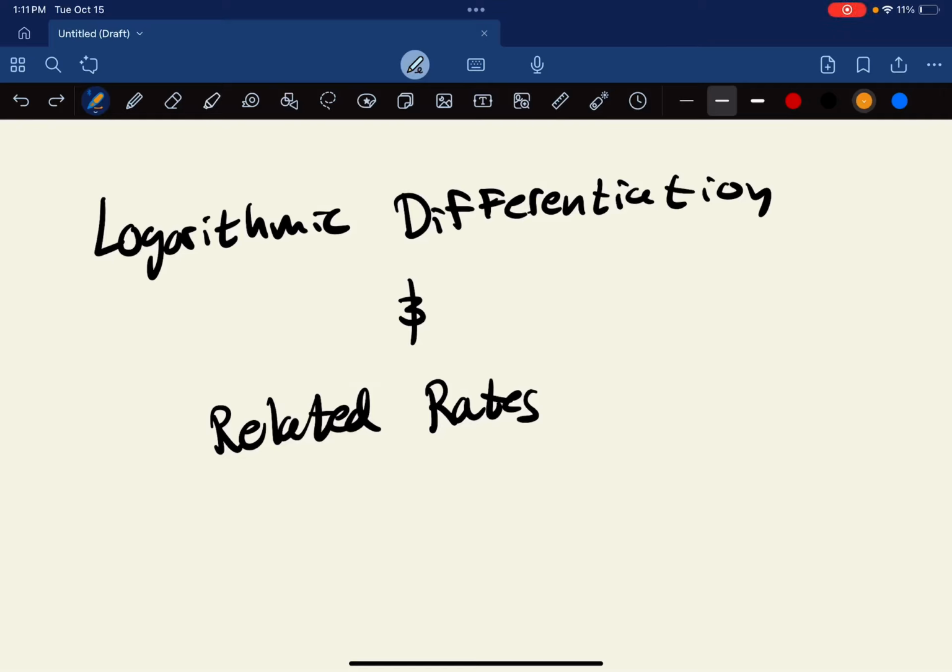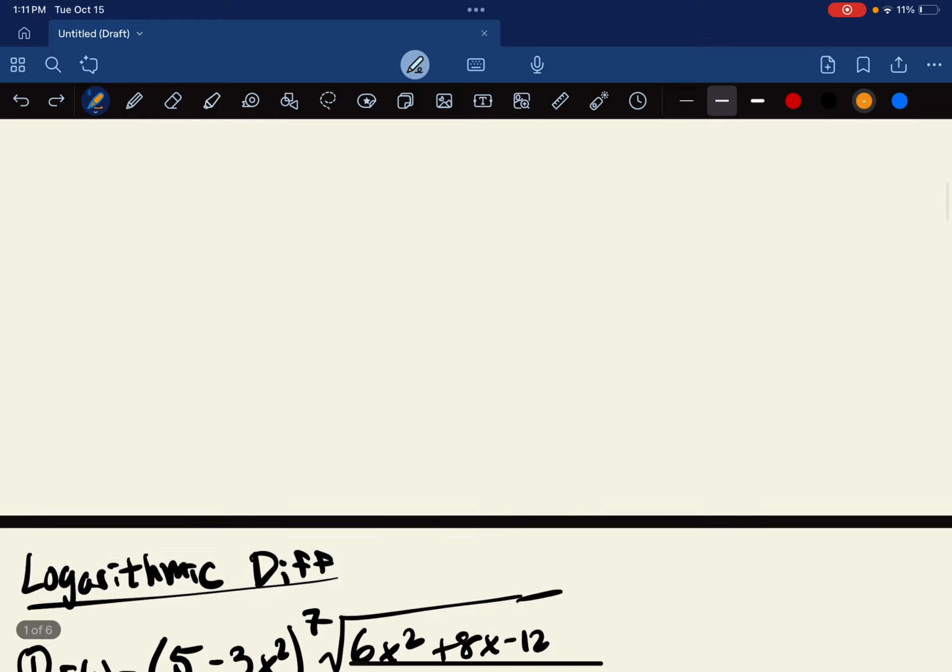All right, so this next quiz is going to be on logarithmic differentiation and related rates. It's definitely one of the more difficult quizzes that you'll have this semester, but let's get right into it.